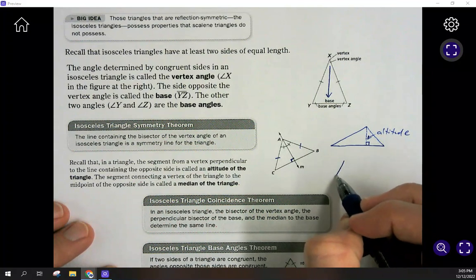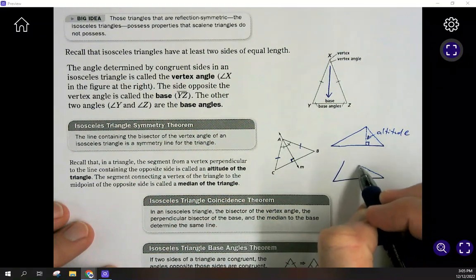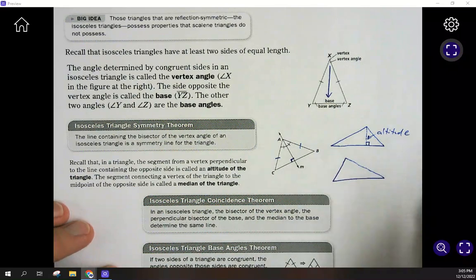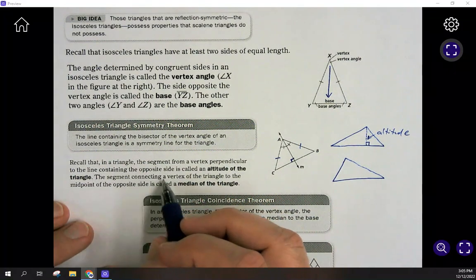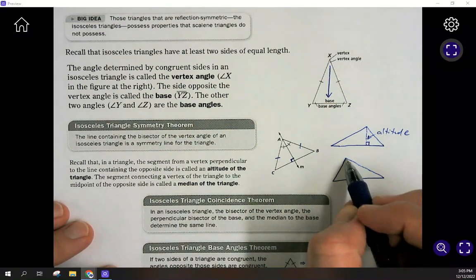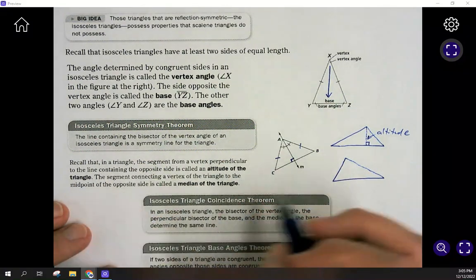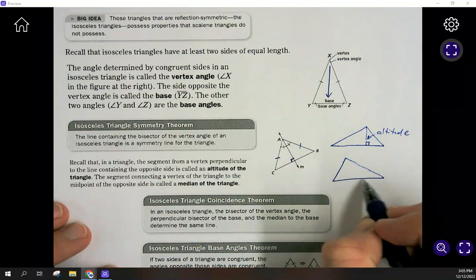So I'm going to again draw a triangle that looks a little different here on purpose. If I've got this triangle and I want to draw the median, that's the segment connecting a vertex. So I'm going to go from here to the midpoint of the opposite side. So midpoint of this side looks to be somewhere over here.